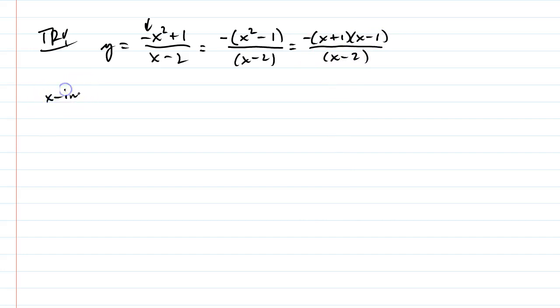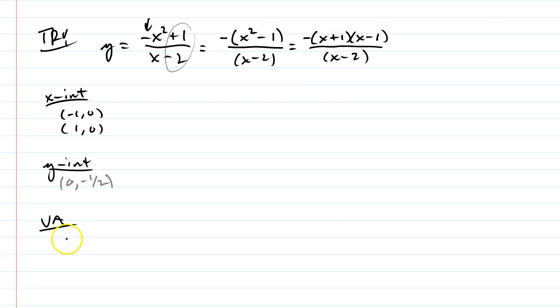All right, let's talk about x-intercepts. X-intercepts will be negative 1, 0, and 1, 0. Y-intercepts, that's going to be when we plug 0 in, or again, just the last numbers, because these will disappear when 0 is plugged in. So this would be 0, negative 1 half. Okay, now vertical asymptotes, the bottom is 0 at 2, so x equals 2. And I'm just going to graph what I have so far. Negative 1, 0, 1, 0, 0, negative 1 half.